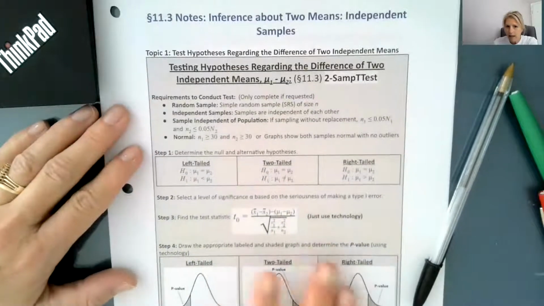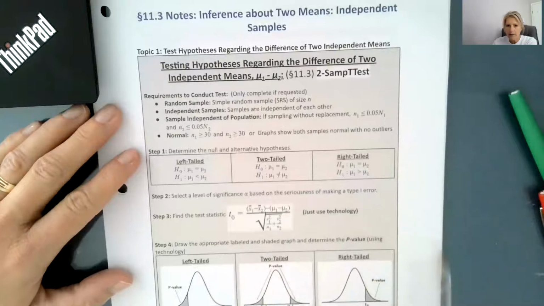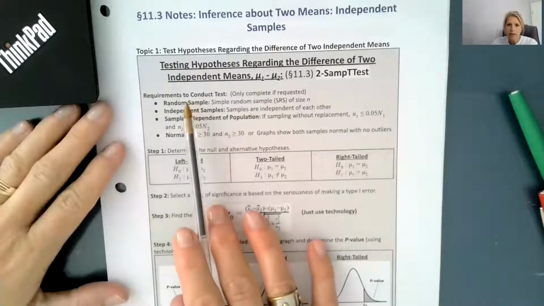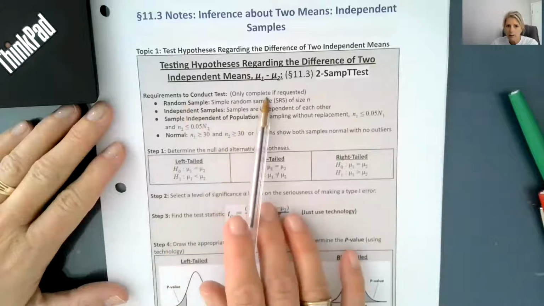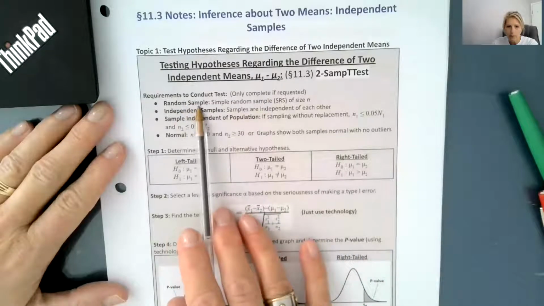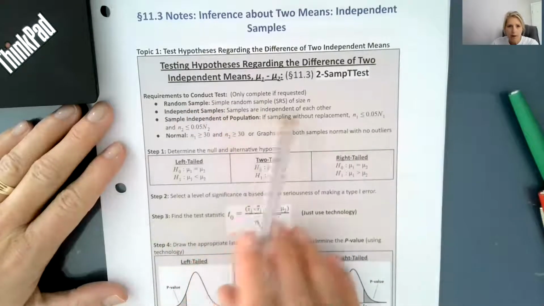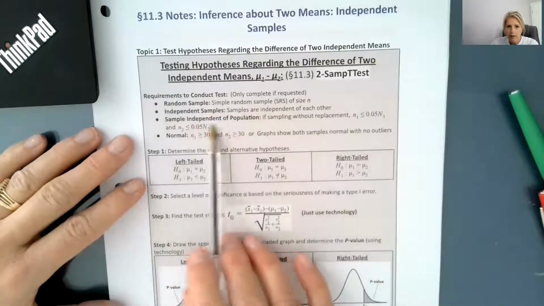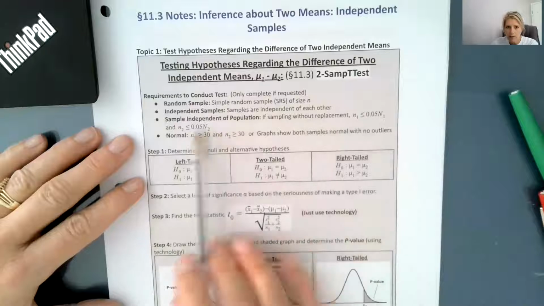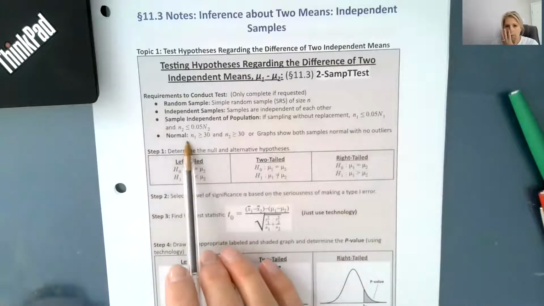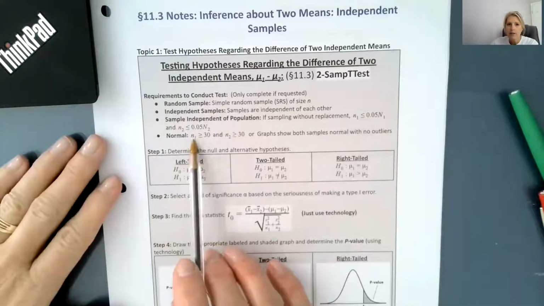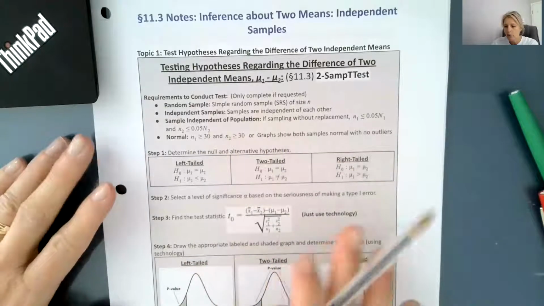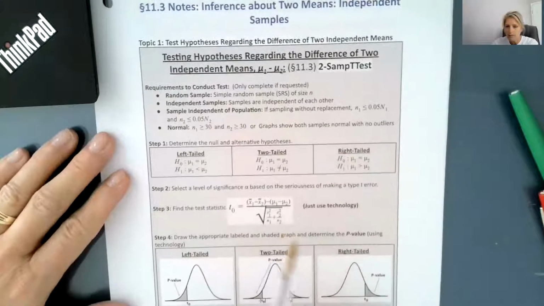So this is kind of the outline of how this hypothesis test will go. We have our four pieces of requirements. Only if requested for the central limit theorem: a random sample of size n, independent samples, so they have to be independent from each other. We have to verify their independence of the population, so each individual sample, and then we also have to prove normality using either each sample size has to be greater than or equal to 30, or we have to have normal probability plots with no outliers.